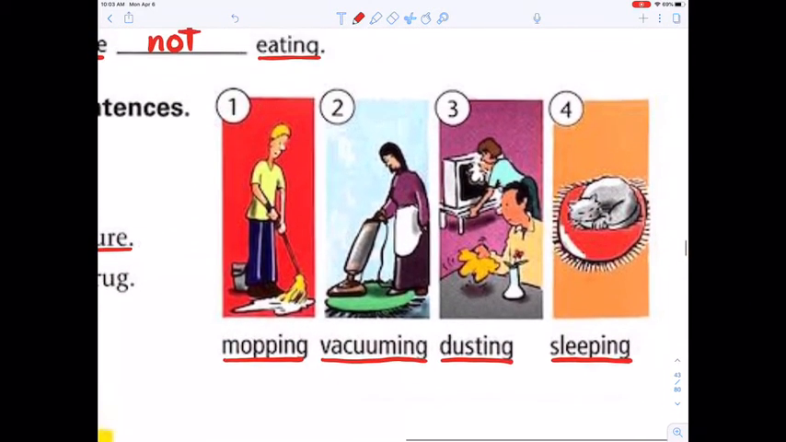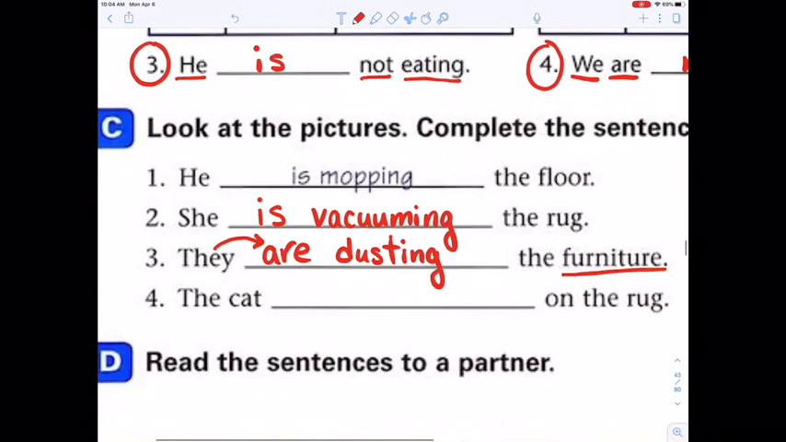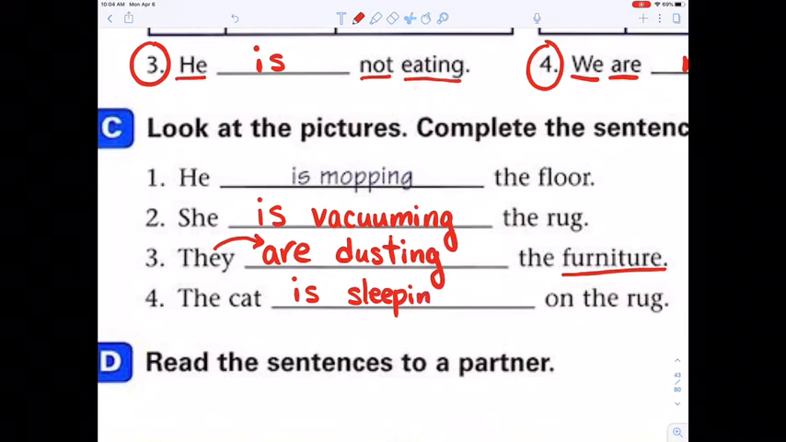Now, my favorite, what is the cat doing? Sleeping. The cat is sleeping on the rug.